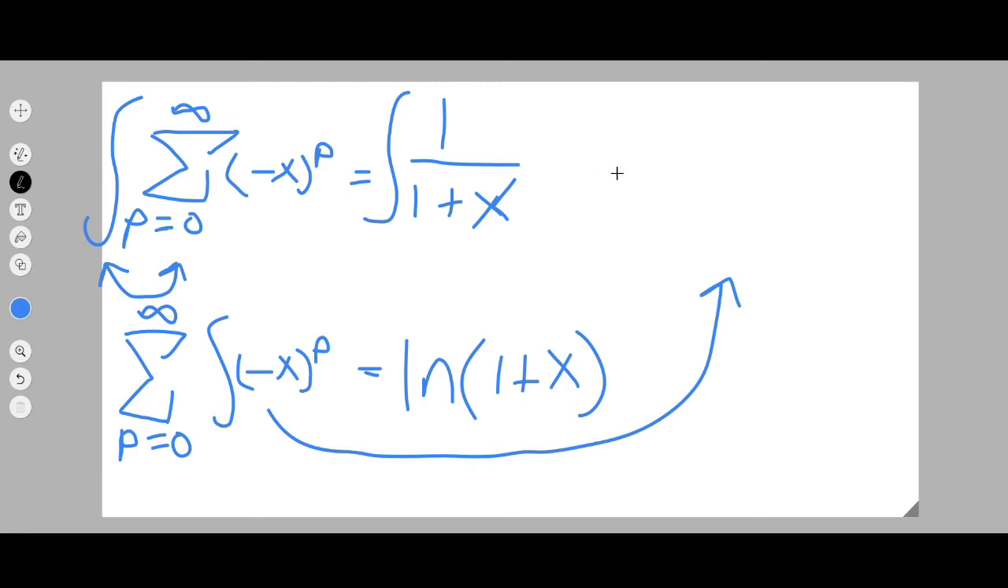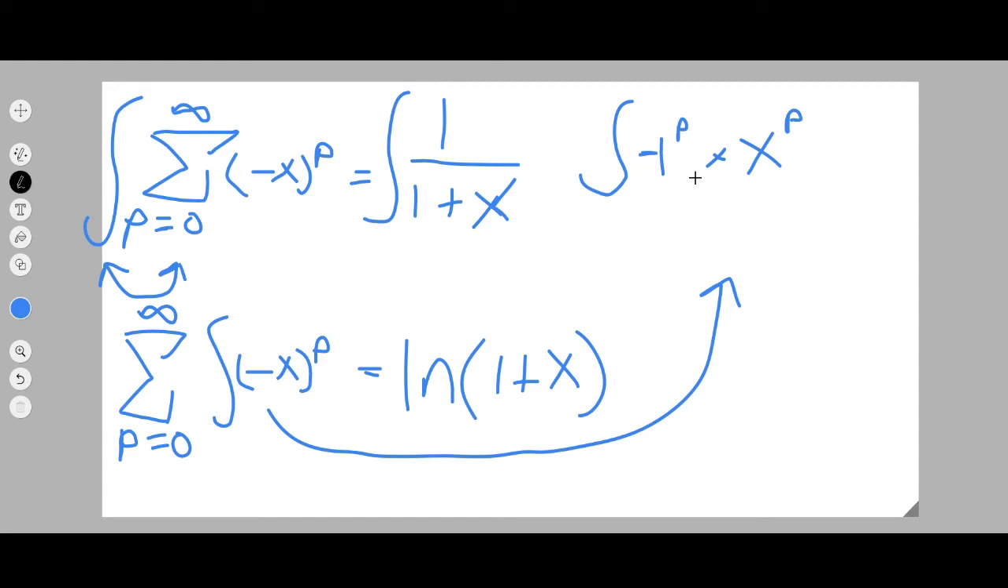As we've seen before, negative x to the p is the same as negative 1 to the p multiplied by x to the p. And negative 1 to the p will not be affected by the integral because we're only integrating x. So if we do the integral of this, negative 1 to the p can go out because that has nothing to do with the integral transformation.